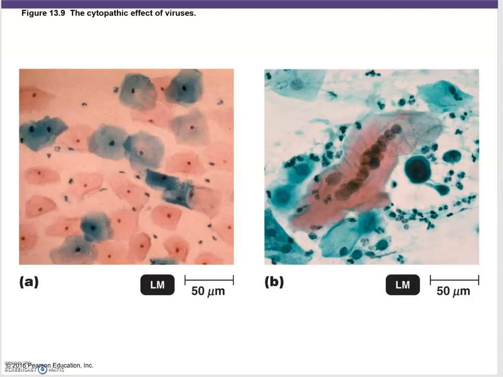So this slide here shows the cytopathic effect that a virus can have. Over here, panel A, those would be normal human cells, cervical cells in this case. And over here, panel B, these cells have been infected with a virus. It was HHV2. And you can see how the cells look completely different. This pink cell here now has many nuclei, and they're all filled up with virus particles.